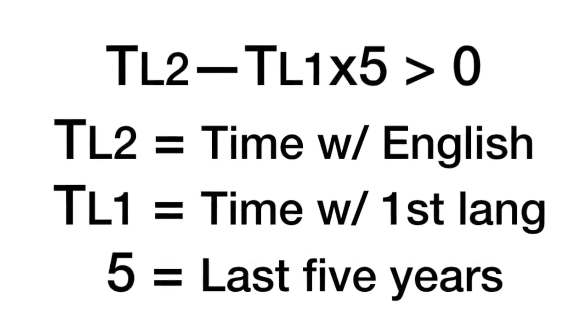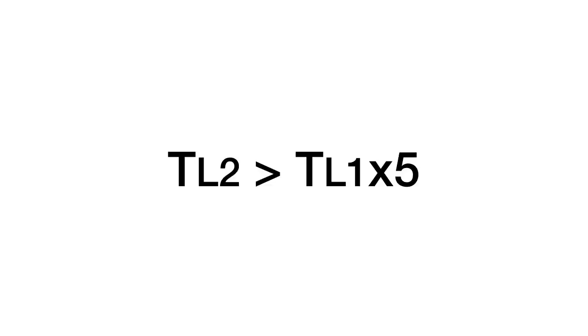Calculate both T's for the last 5 years. In other words, if for the last 5 years, or the next 5 years, TL2 is greater than TL1 times 5, which means if the time you spent reading, listening, writing, and speaking in English is at least 5 times greater, longer than your time with your native language, then you will most likely think in English and stop translating.